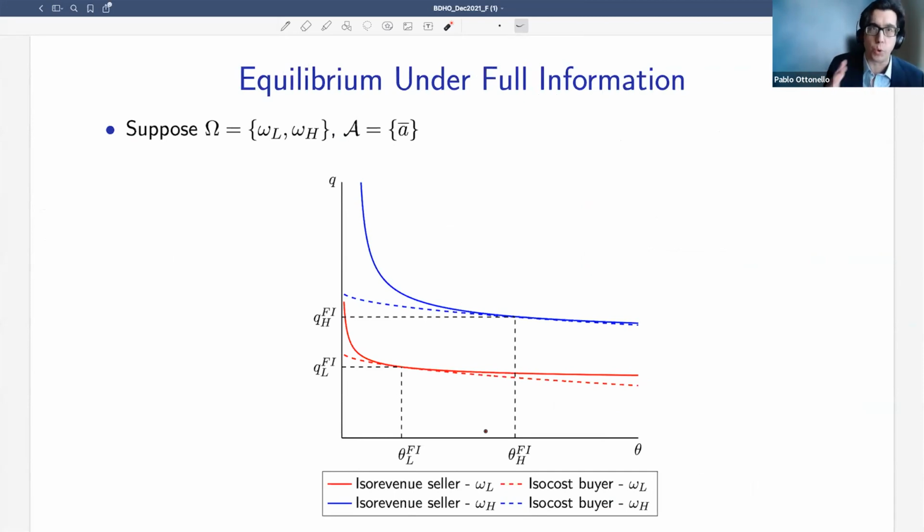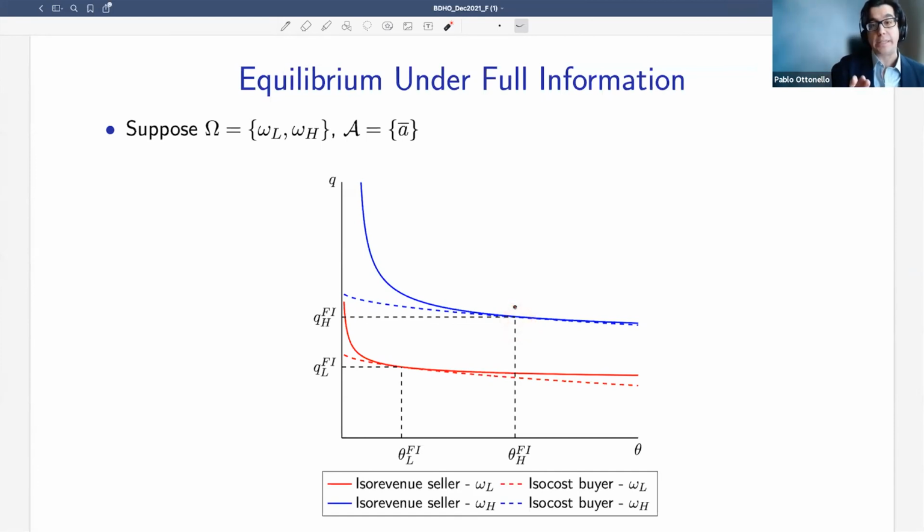What we have here, for those of you who are familiar with the directed search framework, probably everyone in the audience, is that the equilibrium for capital of each quality comes from equalizing the marginal rate of substitution between prices and thetas for buyers and sellers. So, for example, this point that we have right here.